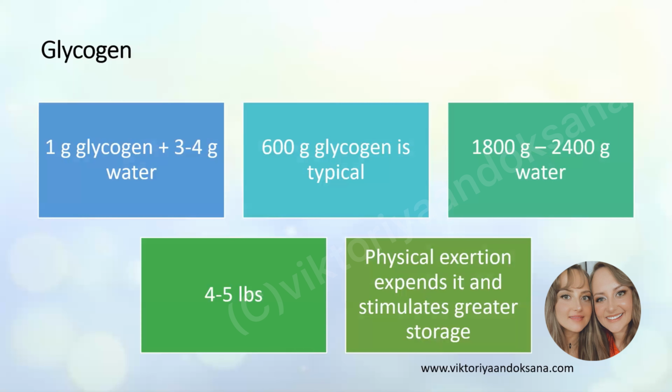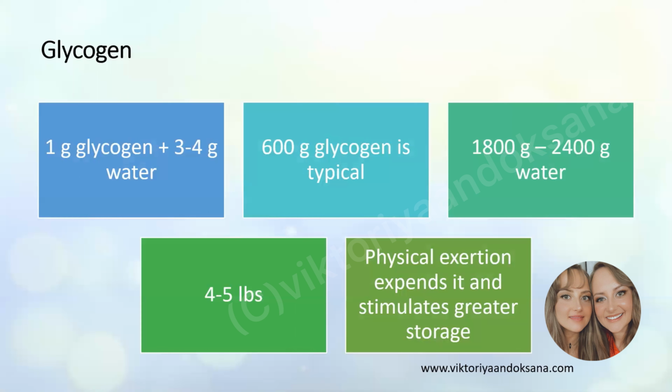Every time you store 1 gram of glycogen, in order for it to stay in the muscle and liver, we also have to add 3 to 4 grams of water to it. So a typical person stores 600 grams of glycogen. And if you add the weight and the mass of the water, we're looking at around 1,800 to 2,400 grams.